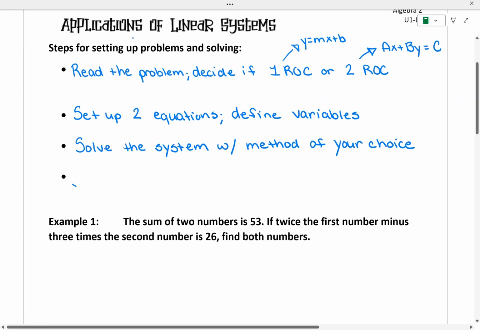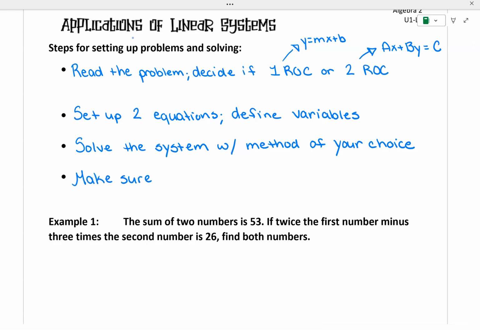Then the last thing is to make sure to answer the question you are looking for. Okay, so let's get started.